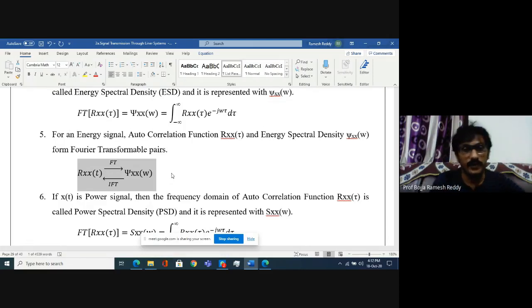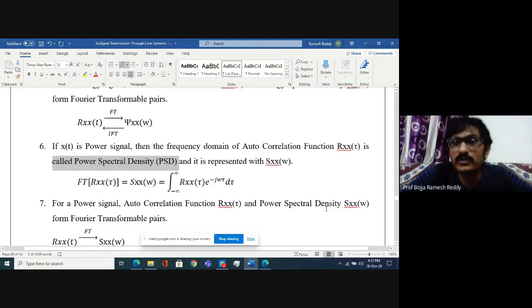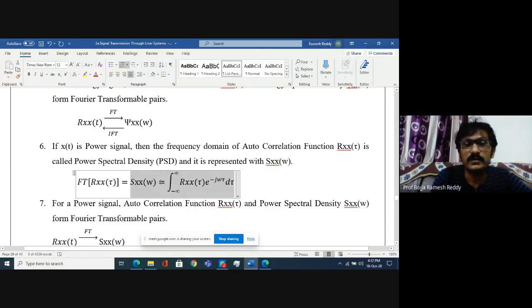Now coming to power signals. If x of t is a power signal, then the frequency domain representation of the autocorrelation function is called power spectral density. This is another important condition. It is represented with Sxx of omega, meaning the Fourier transform of Rxx of tau is Sxx of omega. That can be computed from the formula: integral from minus infinity to plus infinity of Rxx of tau e power minus j omega tau d tau.